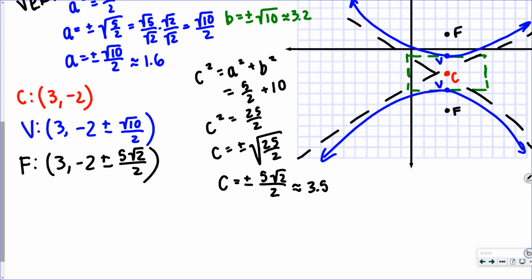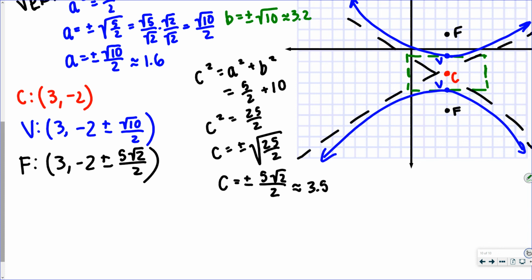Okay. Last thing, my friends, equations of these asymptotes. What's 5 root 2, approximately? 3.5. Okay, thank you. Yep. Good job. I'm gonna give everybody 30 seconds to see if you can figure out the slope of the asymptotes.